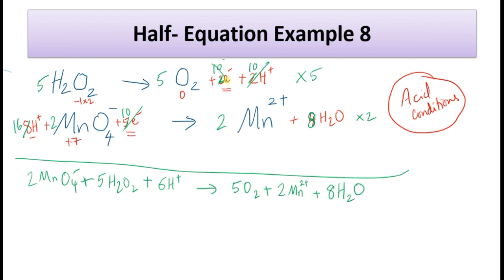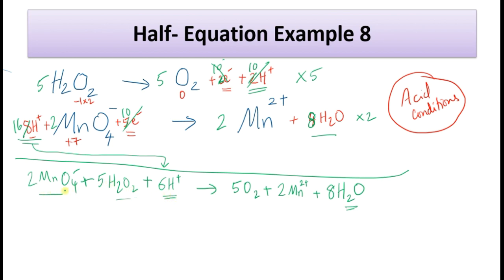So 10 electrons cancelled out, and this 10 H plus is still there. So we have 10 H plus and 16 H plus reduces to 6 H plus on the left hand side, right? 2 MnO4 as it is, so everything else is there. The water as well. So you have 8 H2O, that's here. Just beware of these hydrogen ions.